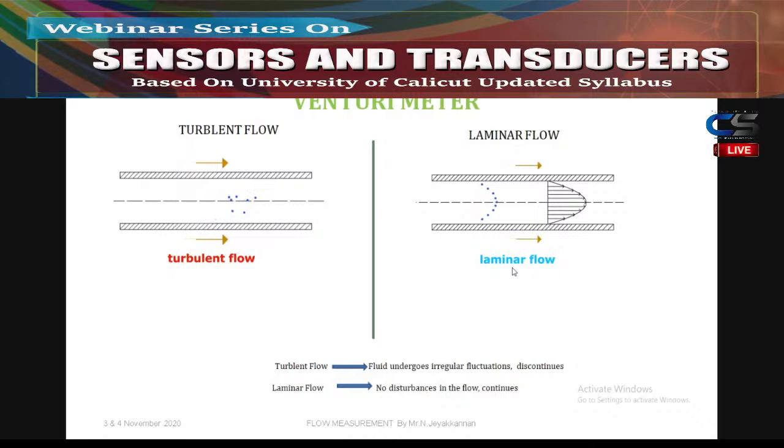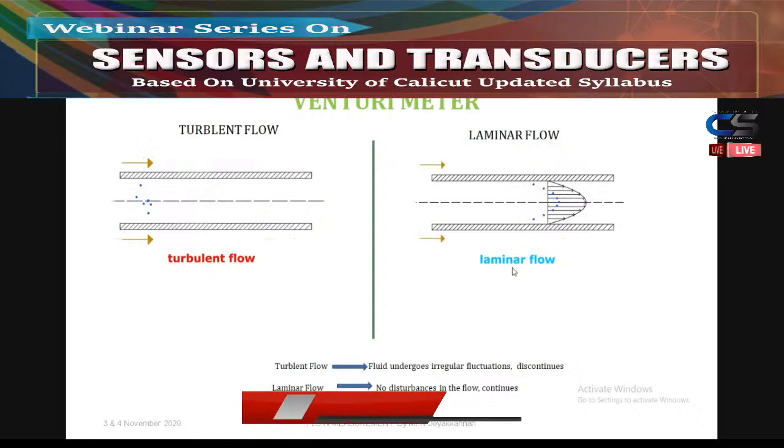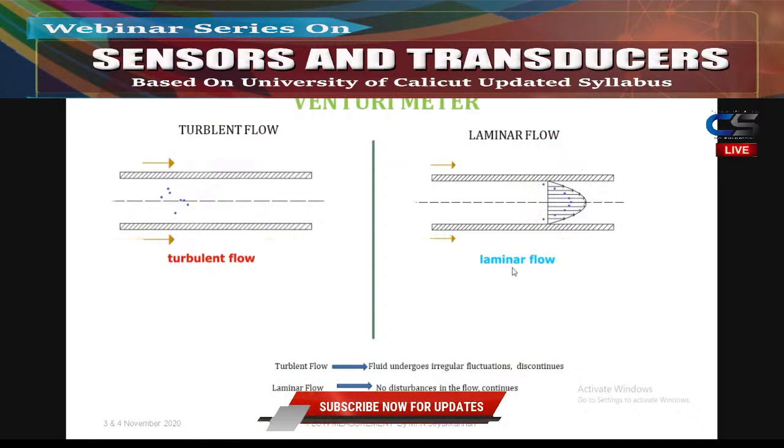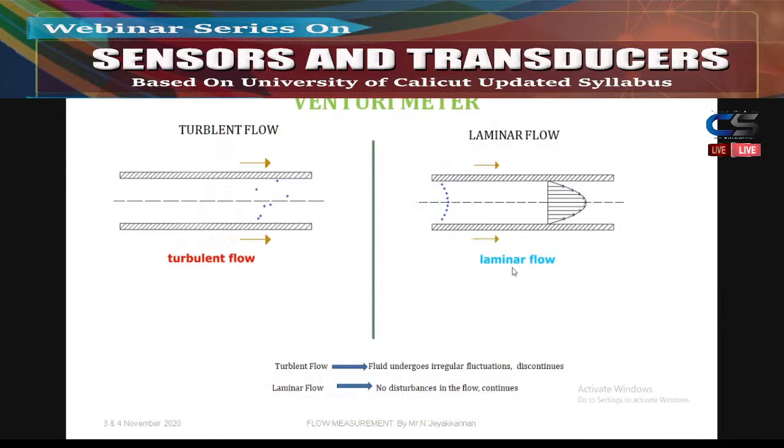So for measuring flow, which is best? Laminar flow is best or turbulent flow is best? For easy measuring of flow, which one is best? Laminar. Yeah, laminar has regular fluctuations and there are no disturbances in the flow. So it will be going automatically, and we can easily measure laminar flows. So what you have to do is, if any turbulent flow is there in your pipe in industry, you have to convert the turbulent flow into laminar flow in between.